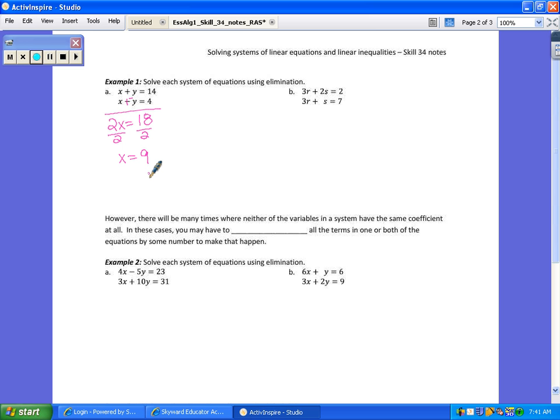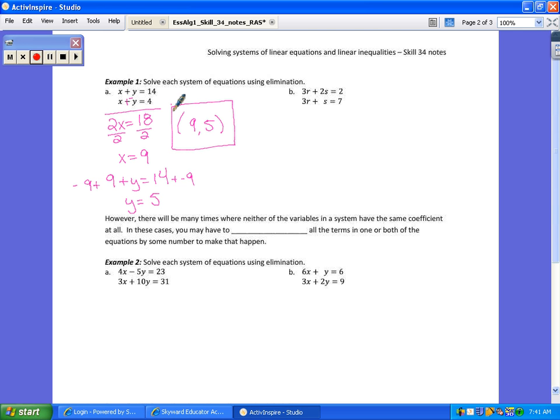And once again, I'm going to put that value back up in either equation. And this time, I'm going to choose the top equation because that equation of y is positive. So x, which is 9, plus y equals 14. So I'm going to add a negative 9 to both sides. And I get y equals 5. And once again, I need to go ahead and put those in an ordered pair, alphabetically, x, y. And that is my solution.